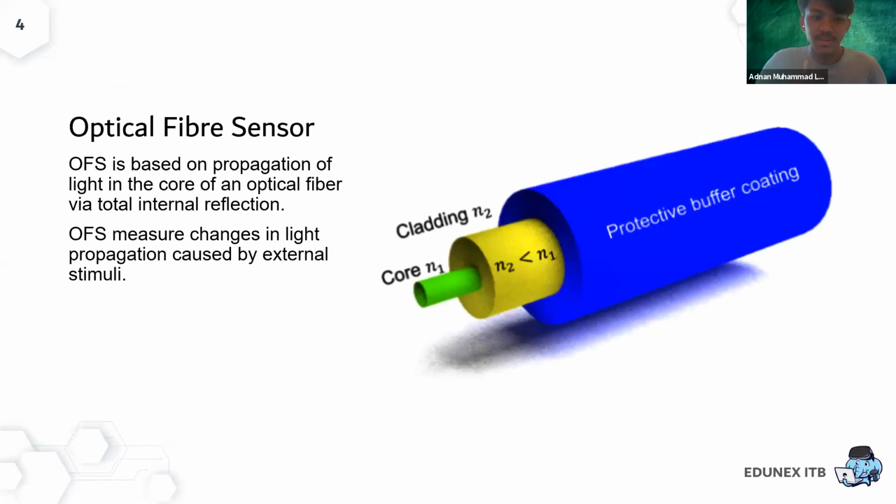And what is actually the optical fiber sensor? OFS for short is a sensor that is based on propagation of light in the core of an optical fiber via total internal reflection.